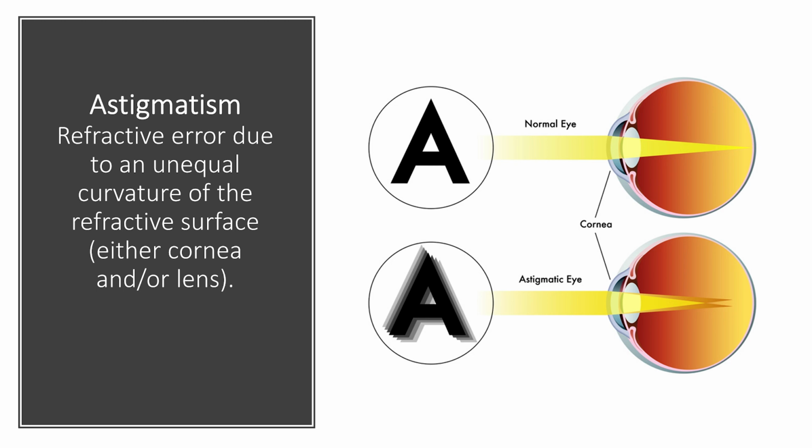Astigmatism is a condition referring to a refractive error that results from unequal curvature of the surface of either the cornea, the lens, or both. This results in blurred vision at all distances and makes it harder to shift vision between different focal lengths.